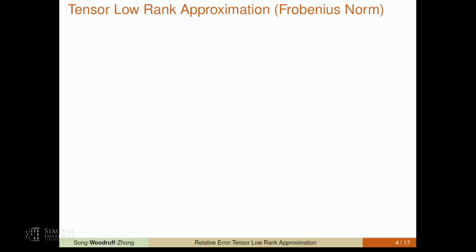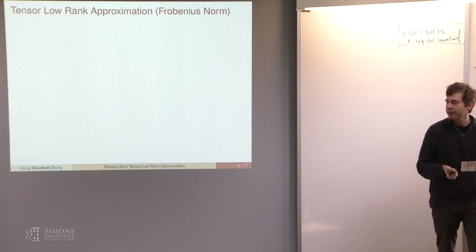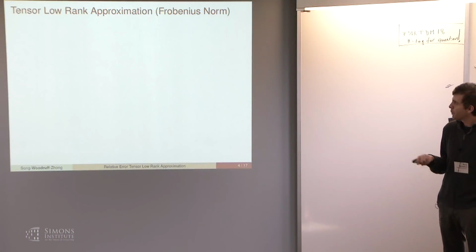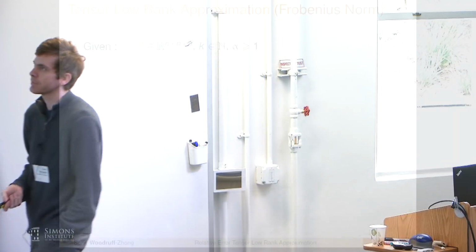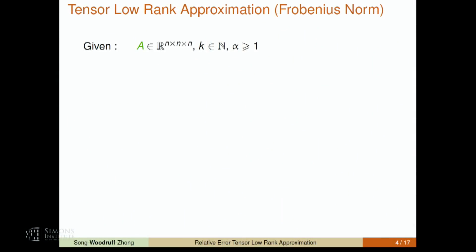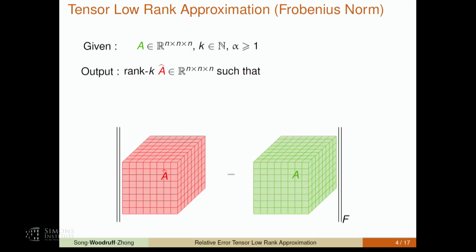Okay, so you could ask the same question for tensors. We have all these results for matrices. What about the following questions? Suppose I have a third order n by n by n tensor A, again a rank parameter k, and some approximation factor alpha. And what I'd like to do is output a rank k tensor A hat.